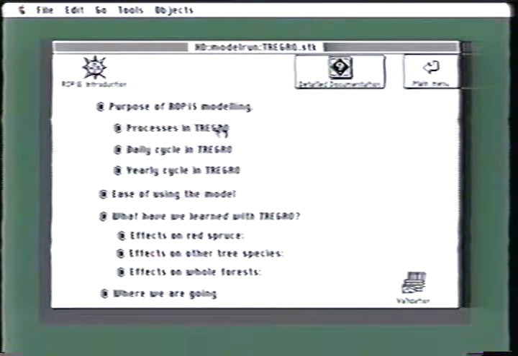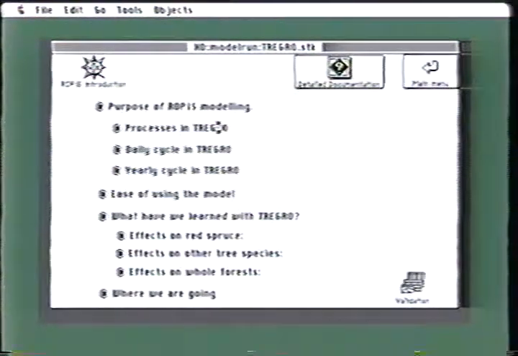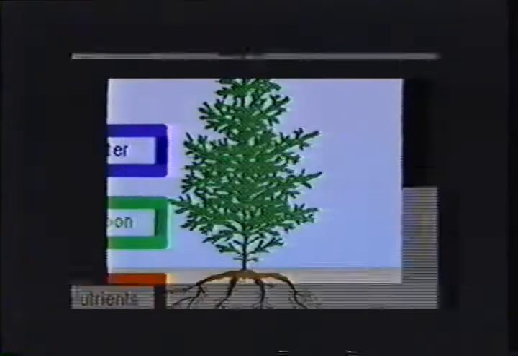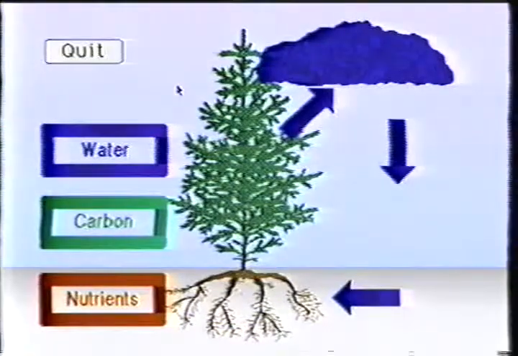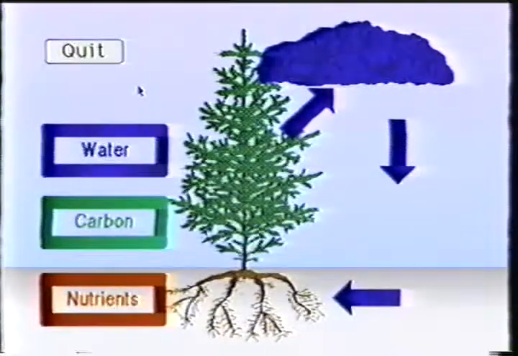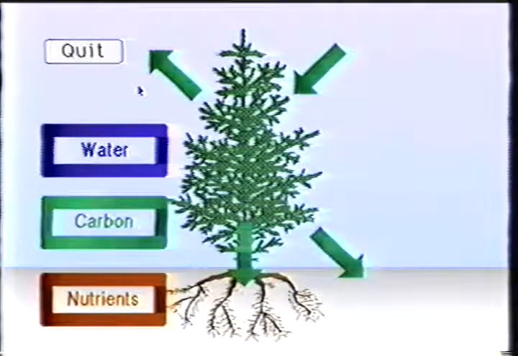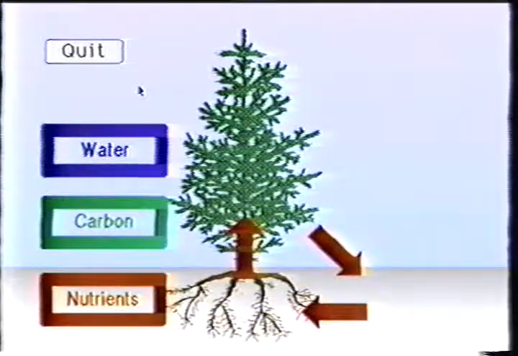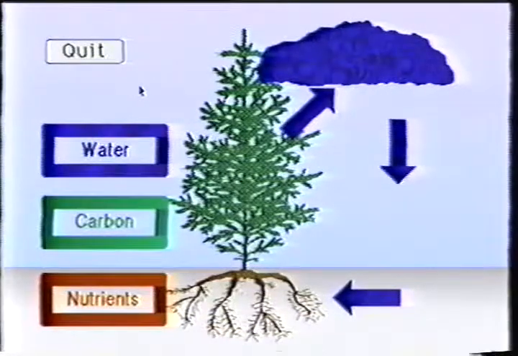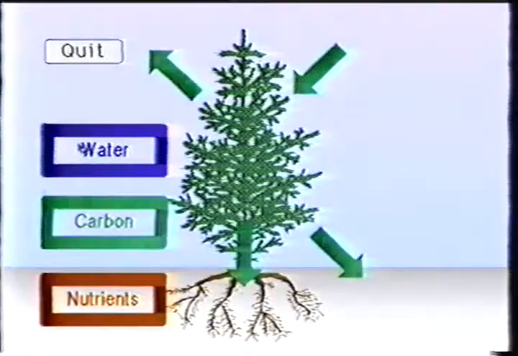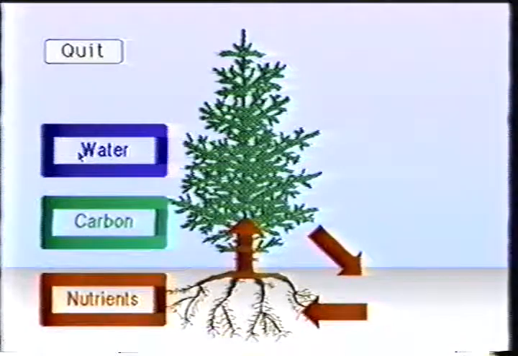These buttons allow you to view various documentation sections. Right now, we're going to look at processes in Tregro. The Tregro model revolves around three main cycles. Those are water, carbon, and nutrients. Right now, we'll look at the water cycle in detail by clicking on this button.